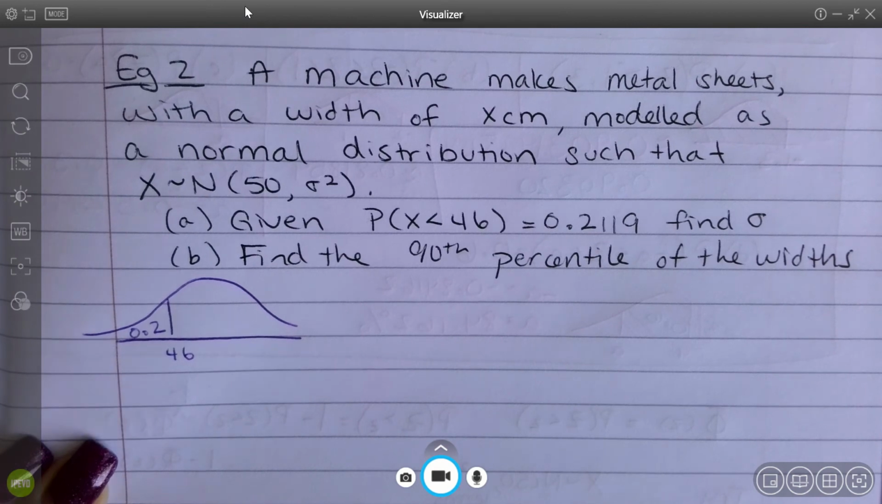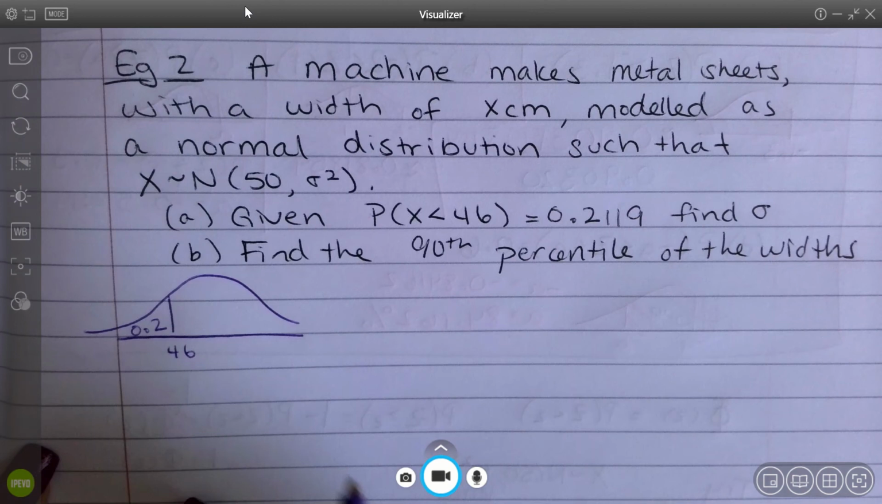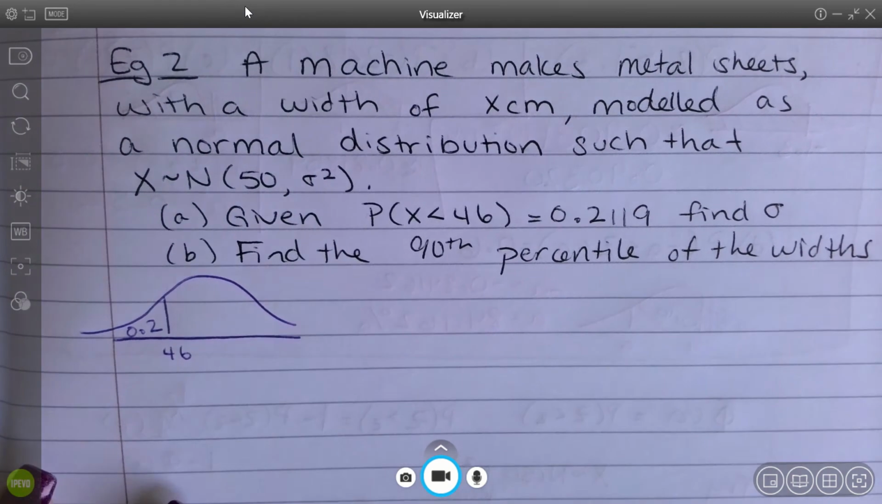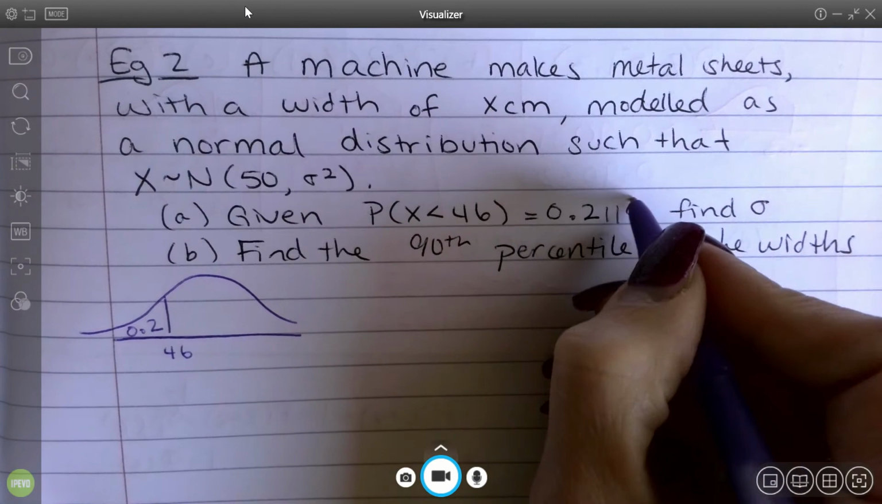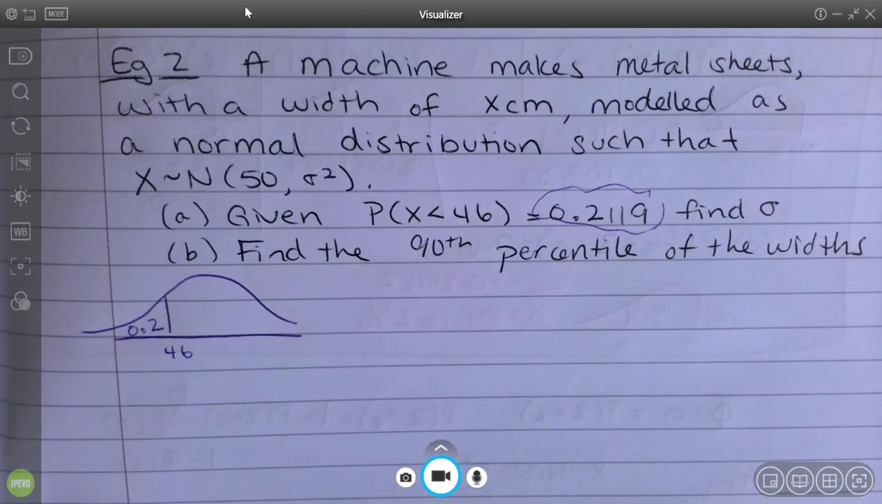So as you can see, the first thing I did is my always suggestion of doing the sketch. With this, I'm then going to go to my calculator. The reason why I'm going to my calculator this time and not the table is because this percentage is not represented in our table.